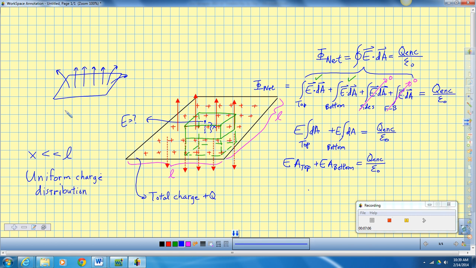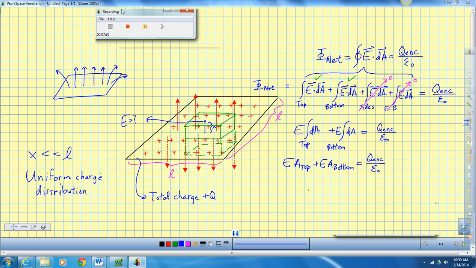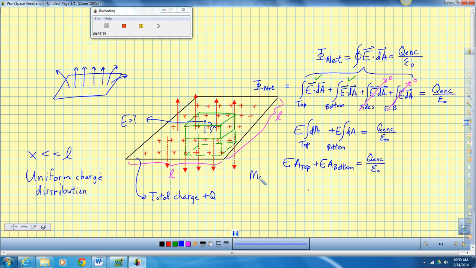And I have an easier time buying that my field is uniform if I'm only drawing this Gaussian surface for a portion of this, not only right at the middle. So I don't have to worry about the fringing of the field at the outer edges. So for me, I'm not going to treat it as though my Gaussian surface goes all the way to the edge. And for that reason, my charge enclosed is not going to be all of this plus Q. Okay, actually, maybe I'll just show you both ways to do it. Method 1: the Gaussian surface extends across the whole plane.